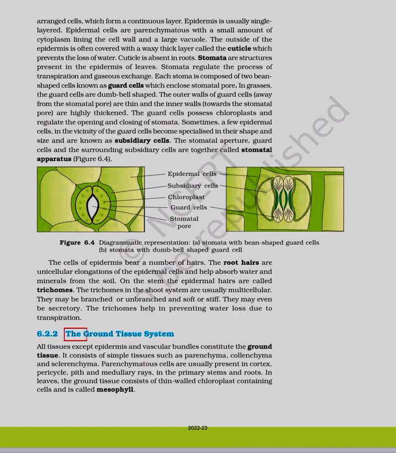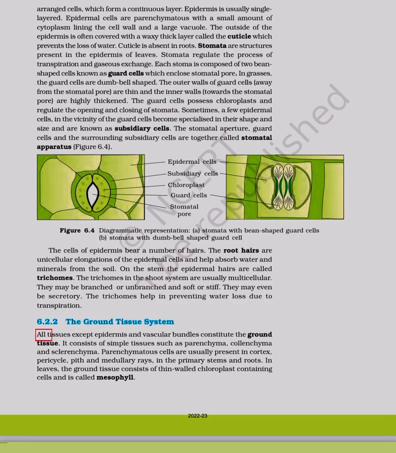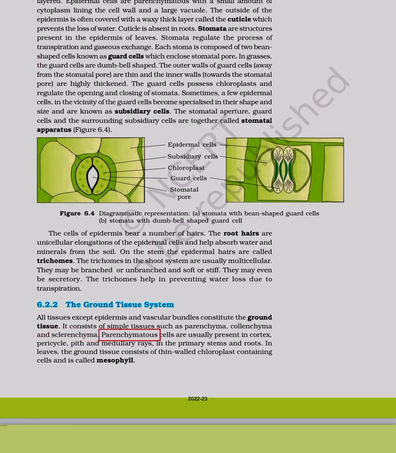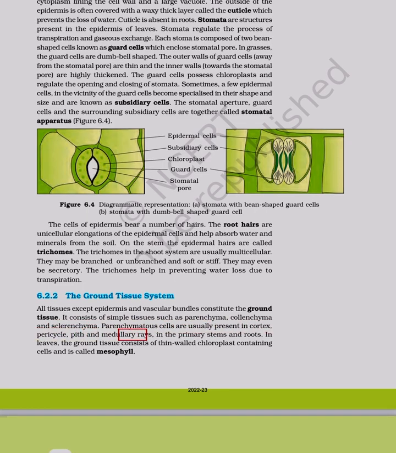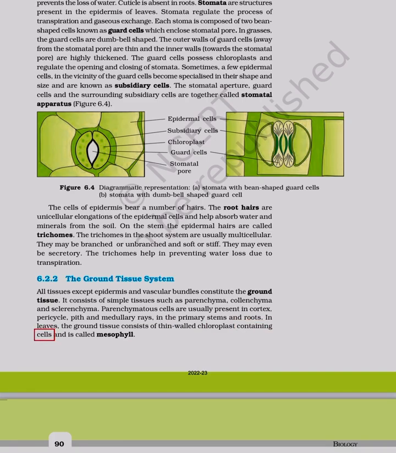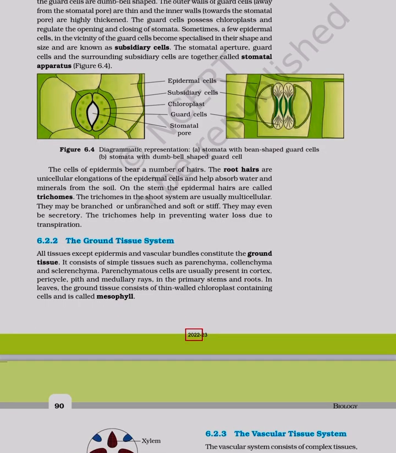6.2.2 The ground tissue system. All tissues except epidermis and vascular bundles constitute the ground tissue. It consists of simple tissues such as parenchyma, collenchyma and sclerenchyma. Parenchymatous cells are usually present in cortex, pericycle, pith and medullary rays, in the primary stems and roots. In leaves, the ground tissue consists of thin-walled chloroplast-containing cells and is called mesophyll.